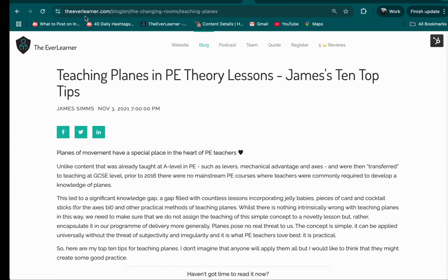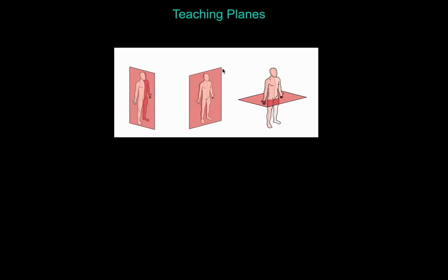But with that in mind, let's get to some of the fundamentals of what we need to do. What I want to set up here is the idea of minimum requirements. When we teach planes, what should we be setting ourselves as standards as PE teachers? This is roughly how we need to go about doing this. So first of all, these are my opinion of the minimum requirements.